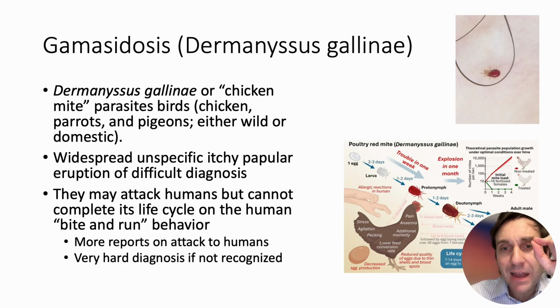So these chicken mites live in domestic birds, right? Again, in hens, in pigeons, in parrots, and they never attack humans, right? But in the last years, they're becoming more aggressive towards humans. In contrast to scabies, they don't live on the human; they just have this attack-and-run behavior, right? So you will not see the chicken mites living on the body of the patient. They will go, they will bite, and they will go away, right?